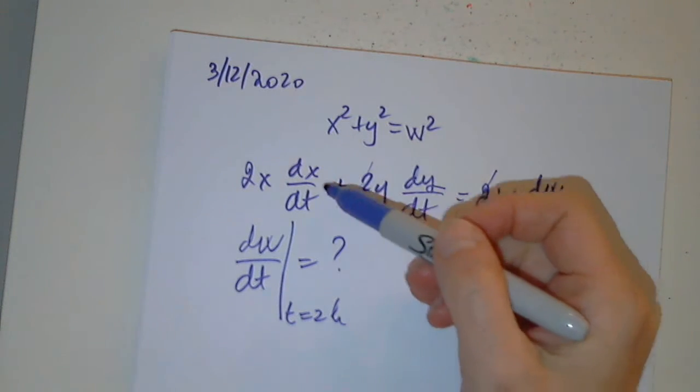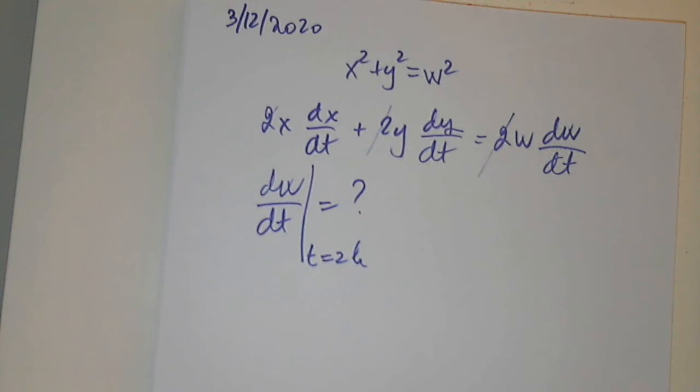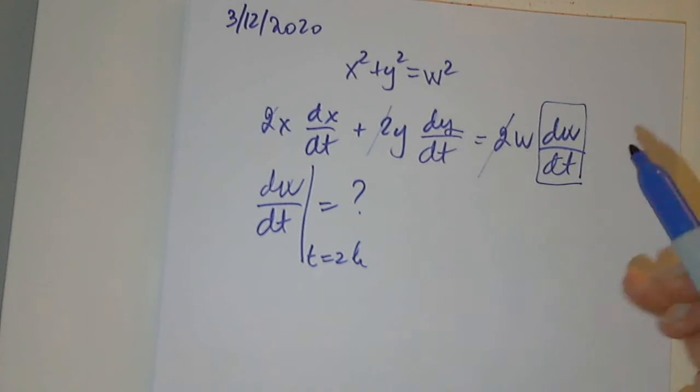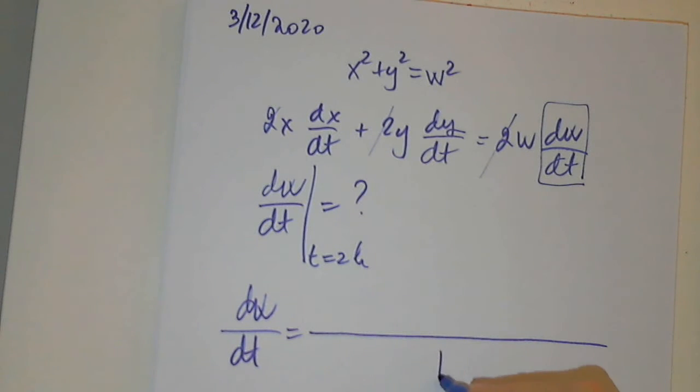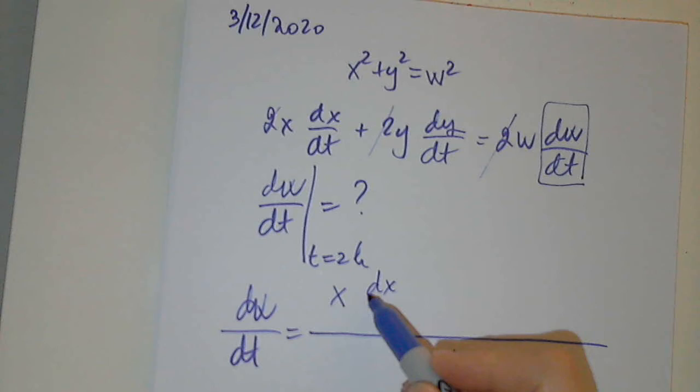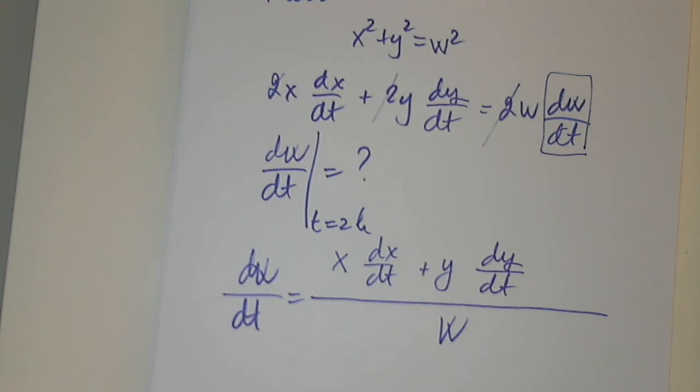Divide both sides by 2 to make it as simple as possible. That's our first step. And in order to determine dw over dt, I would have to divide everything by w. So the numerator is x dx over dt plus y dy over dt. And now all we have to do is just plug in the numbers.